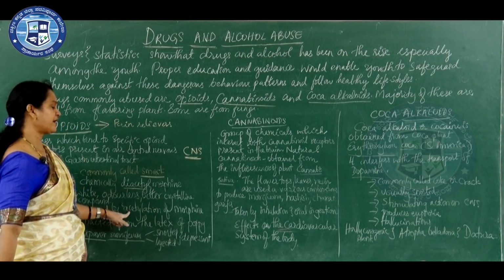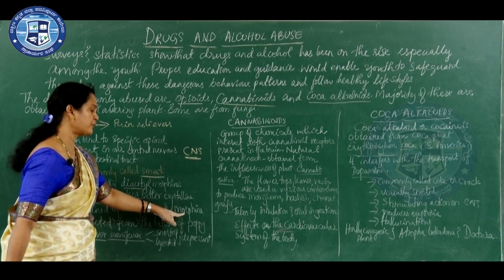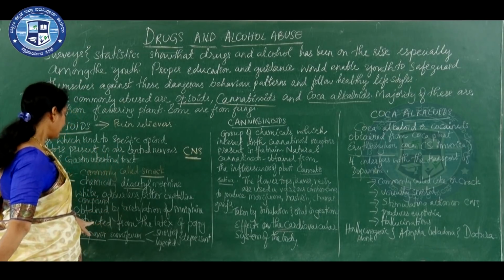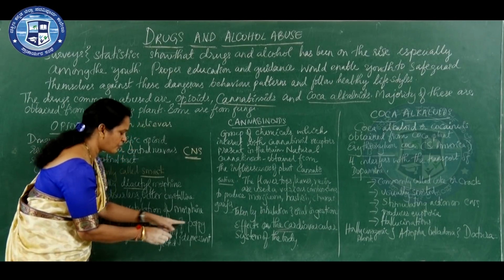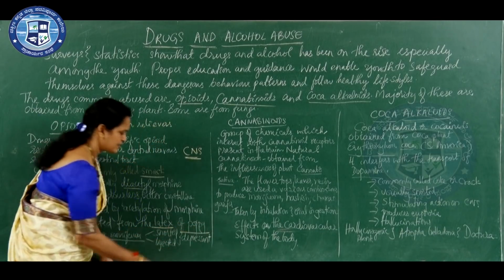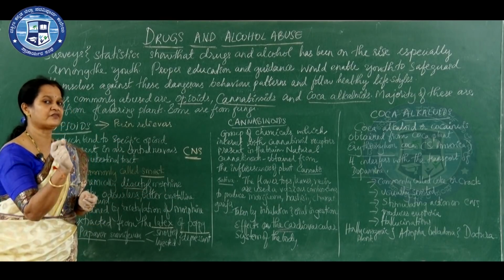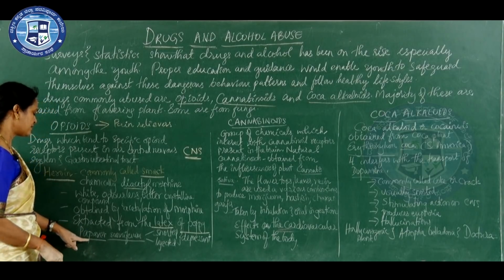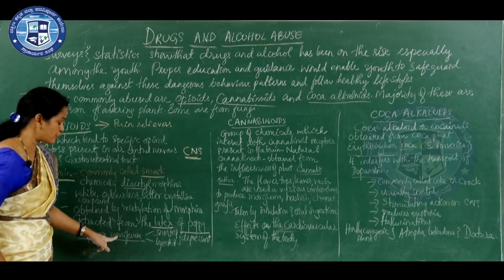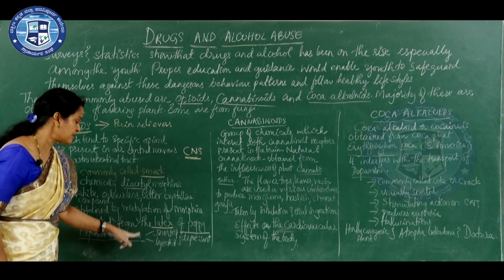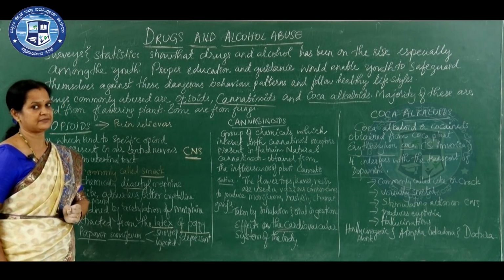It is obtained by the acetylation of morphine. Acetylation of morphine produces heroin, and it is extracted from the latex of the poppy plant. Which part of the plant is used? It is the latex of the poppy plant, and the poppy plant's scientific name is Papaver somniferum.